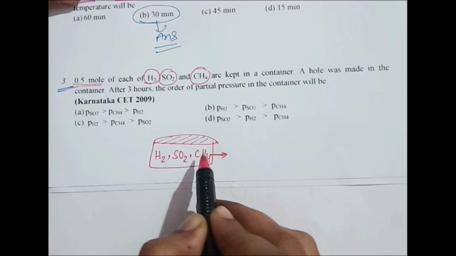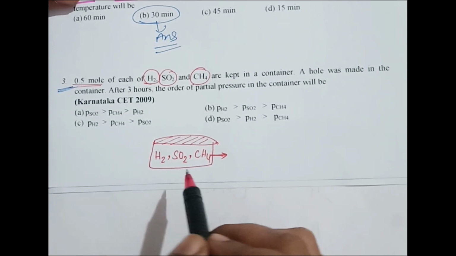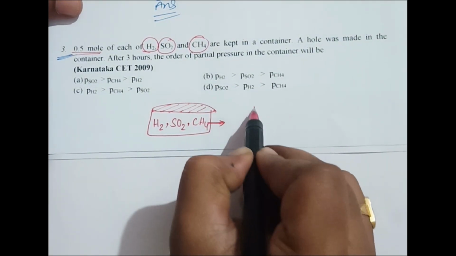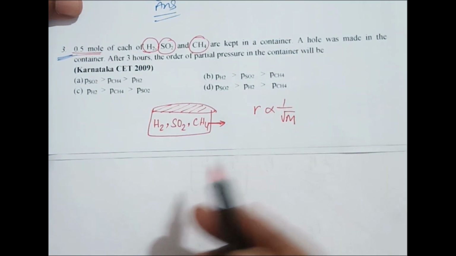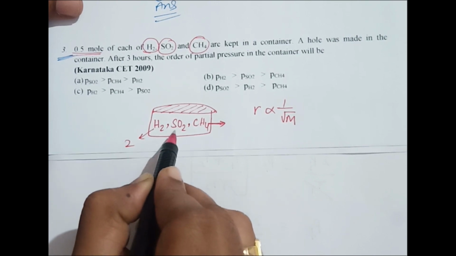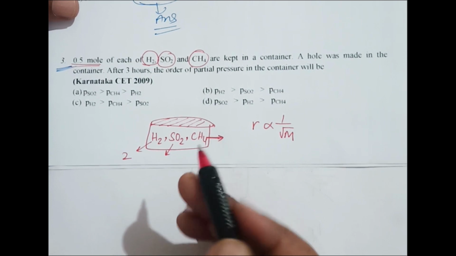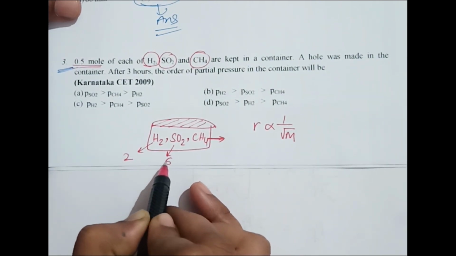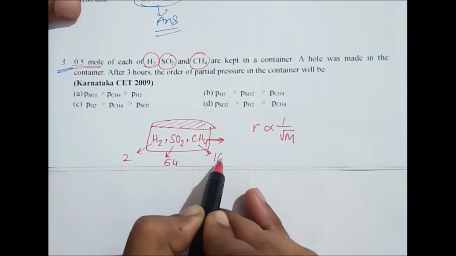So gases will come out. So pressure in the container will be... how can we solve it? Just think about it. We have to find the rate of diffusion. Rate of diffusion is inversely proportional to molar mass, correct? Here hydrogen molar mass is 2, sulfur dioxide molar mass is, what is the sulfur mass? 32 and 32, it is going to be 64, and CH4 molar mass is 16.